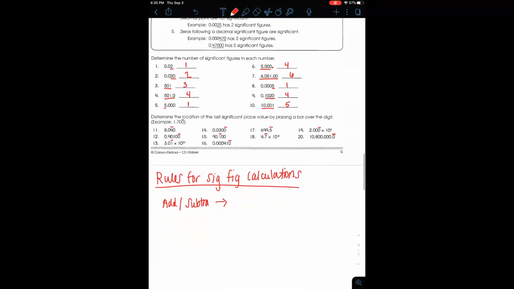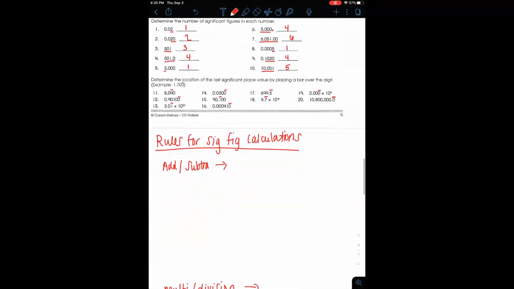All right. Now, moving forward here, we're going to do rules for significant figure calculations. We're going to split up these rules based on what type of calculation we're doing. Are we doing addition and subtraction, or are we doing multiplication and division?